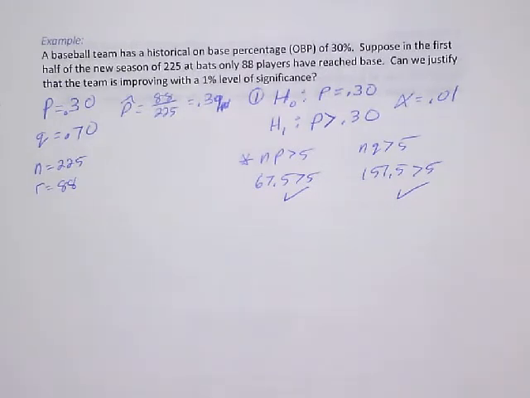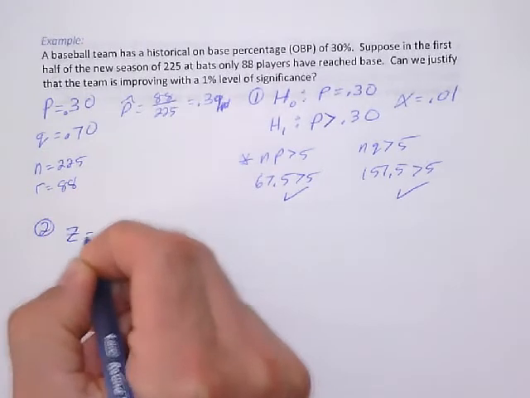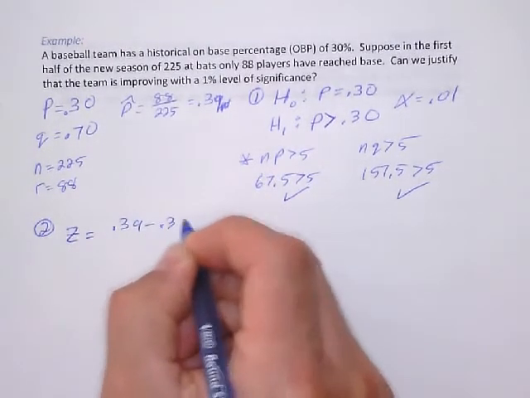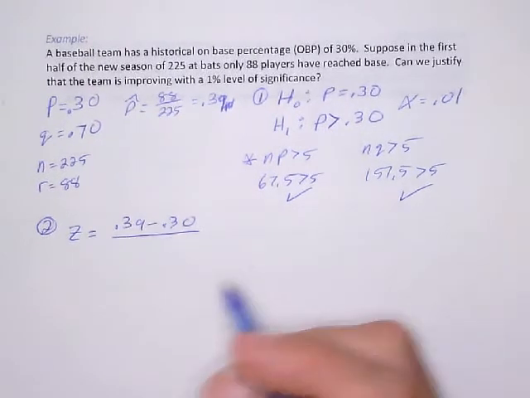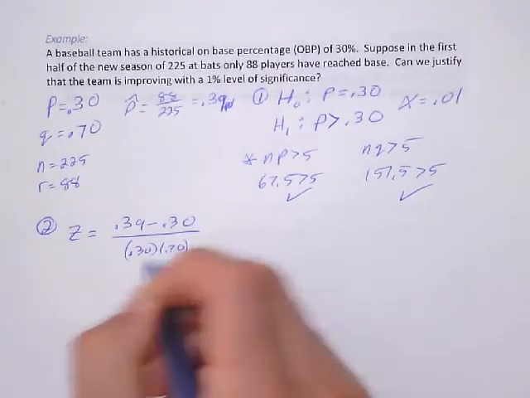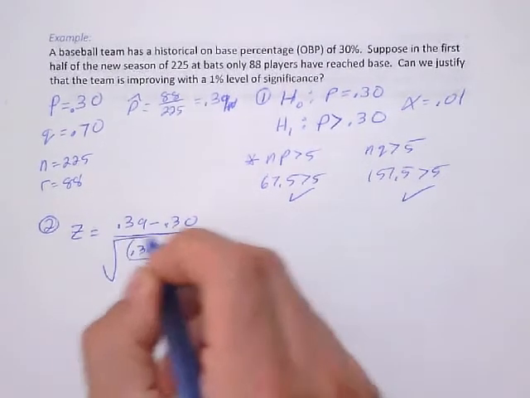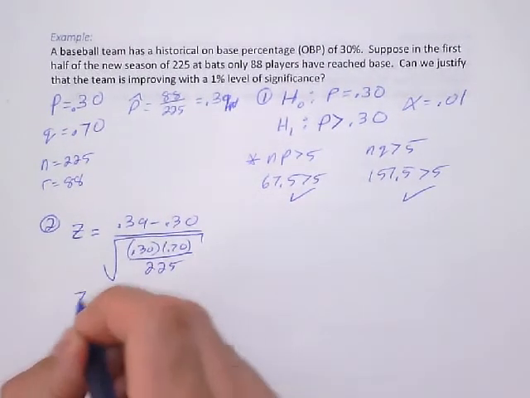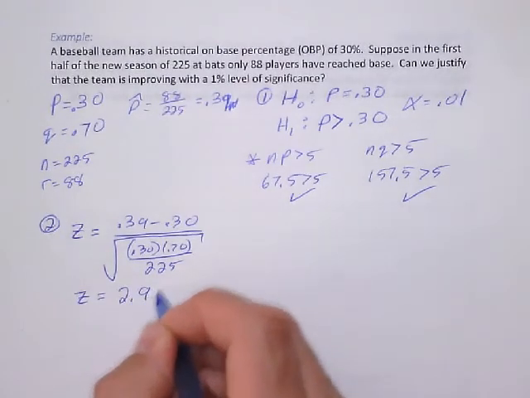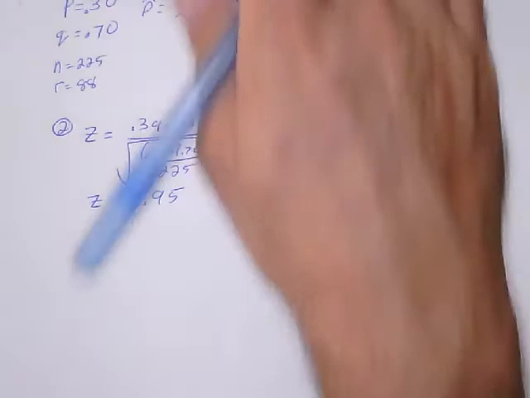So we're going to solve for our test statistic Z. So step 2, Z is going to equal 0.39 minus 0.30 over the square root of 0.30 times 0.70 divided by 225. We get a z-value of 2.95.